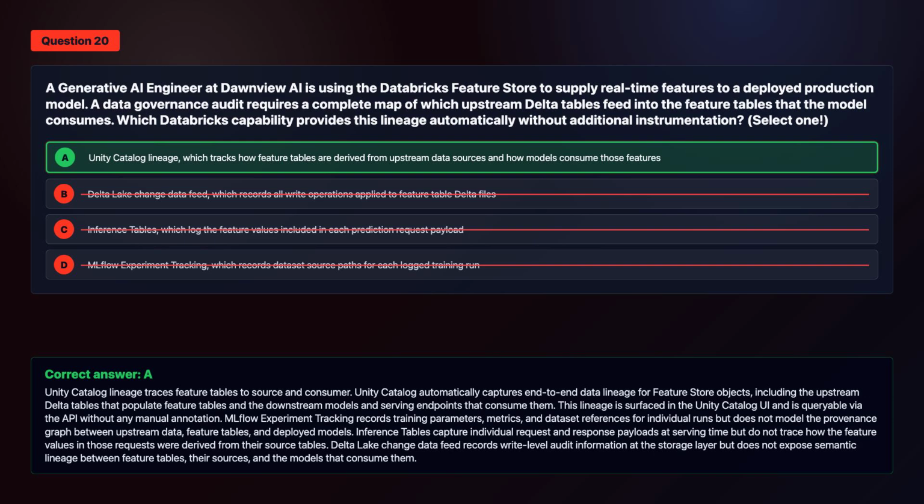MLflow Experiment Tracking records training parameters, metrics, and dataset references for individual runs, but does not model the provenance graph between upstream data, feature tables, and deployed models. Inference tables capture individual request and response payloads at serving time, but do not trace how the feature values in those requests were derived from their source tables. Delta Lake Change data feed records write-level audit information at the storage layer, but does not expose semantic lineage between feature tables, their sources, and the models that consume them.